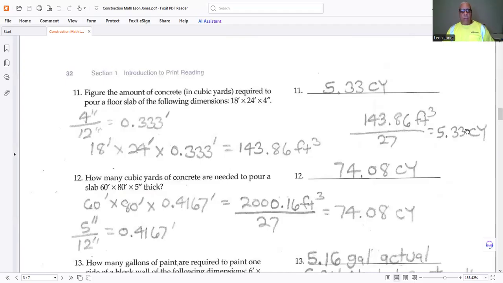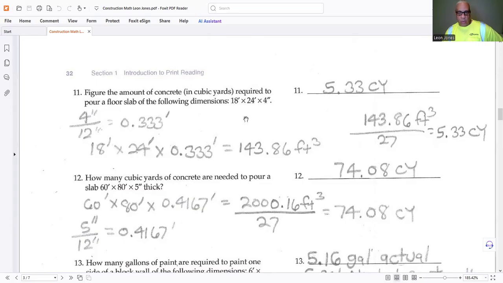All right, figure the amount of concrete in cubic yards required to pour a slab of the following dimensions: 18 feet by 24 feet by 4 inches. Now, what I did, I converted 4 inches into feet and got 0.333. Now everything is in feet. So now I have 18 feet by 24 feet by 0.333 feet, which gives me 143.86 cubic feet.